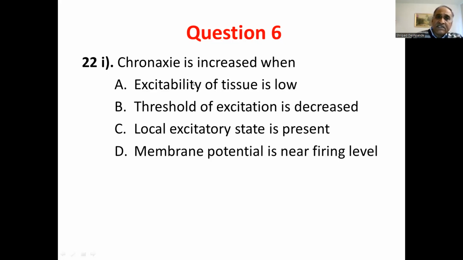The excitability of the tissue is low. Look at B, C, D. Threshold of excitation is decreased. That means easily excitable. So that means it's not chronaxie.